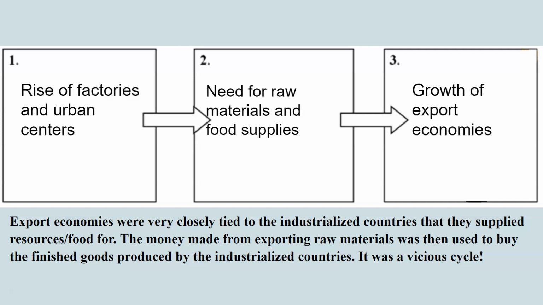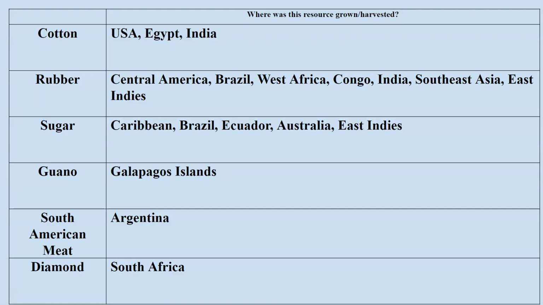Okay, export economies are very closely tied to the industrialized countries that they supplied resources and food for. The money made from exporting raw materials was then used to buy the finished goods produced by the industrialist country. It's a vicious cycle. This is an improvement, or maybe not an improvement, on the triangle trade of the slave trade. Okay, vicious cycle.